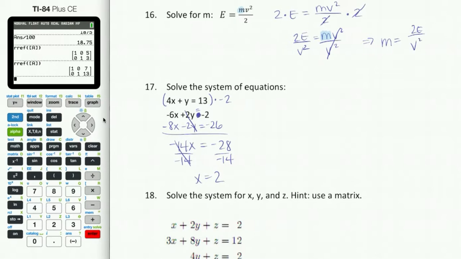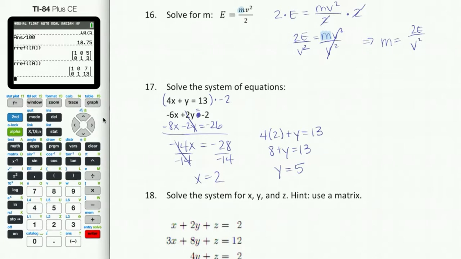Our last step is just going to be to plug it back in. So I'm going to plug it into that top equation. You're going to get 4 times 2 plus y equals 13. So you're going to get 8 plus y equals 13. Subtract 8 from both sides, and y equals 5.